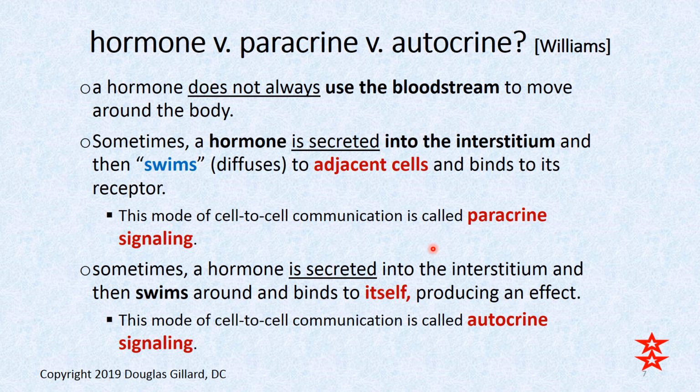Kind of talked about this already, hormone versus paracrine versus autocrine. A hormone does not always use the bloodstream to move around the body, as we said. Sometimes it can swim. I mean, it doesn't swim, right? It doesn't have arms or anything, but it can diffuse and move through the interstitium. What is the interstitium, by the way? Well, if this is a cell here, here's another cell here. Here is a capillary driving by.